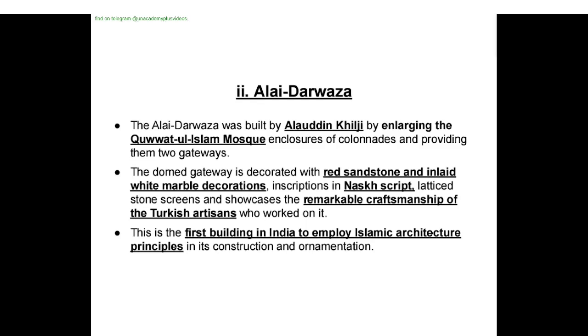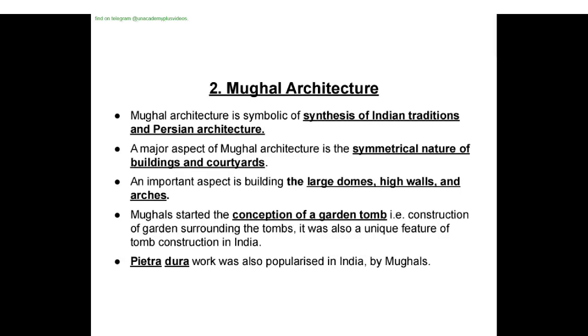Alai Darwaza. The Alai Darwaza was built by Alauddin Khilji by enlarging the Quwwatul Islam mosque enclosures of colonnades and providing them two gateways. The domed gateway is decorated with red sandstone and inlaid white marble decorations, inscriptions in Naqsh script, and latticed stone screens, and showcases the remarkable craftsmanship of Turkish artisans who worked on it. This is the first building in India to employ Islamic architecture principles in its construction and ornamentation.